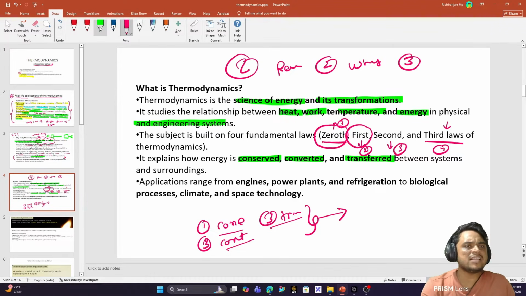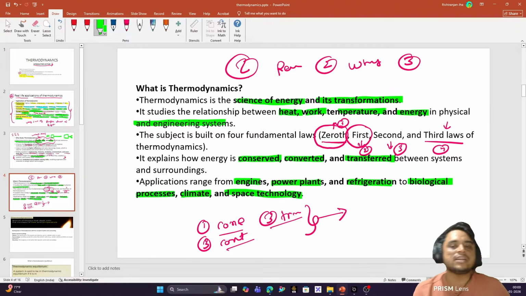Where do we find its application? As we have already studied, we find its application in engines, power plants, refrigeration, biological processes, climate change, and space technology, as we have already studied in the previous slides. So it is the same thing. Hope you now understand the real life application of thermodynamics, why we study thermodynamics, and what thermodynamics is.